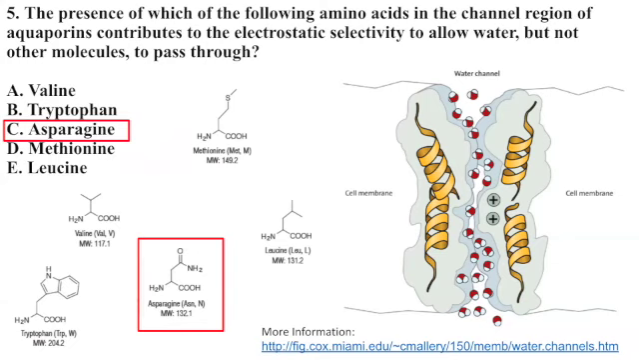Asparagine is the only polar amino acid that's shown here, or that you have the option of selecting. And because water, with our cohesive and adhesive properties, moves best and interacts best with other polar molecules. So if you know that A, B, D, and E are not polar, that'll help you find the answer to this one real quick, which is C.